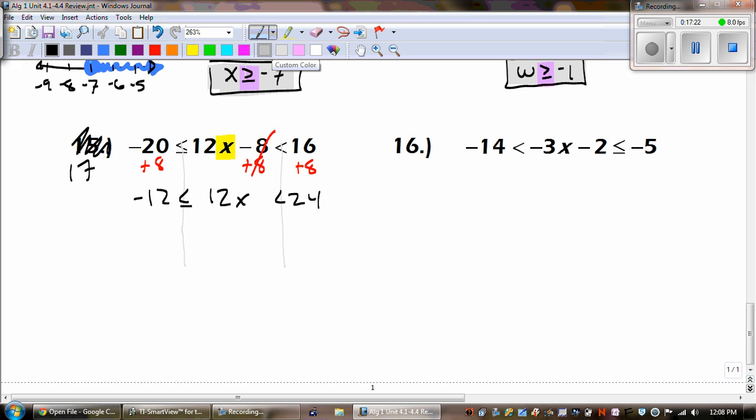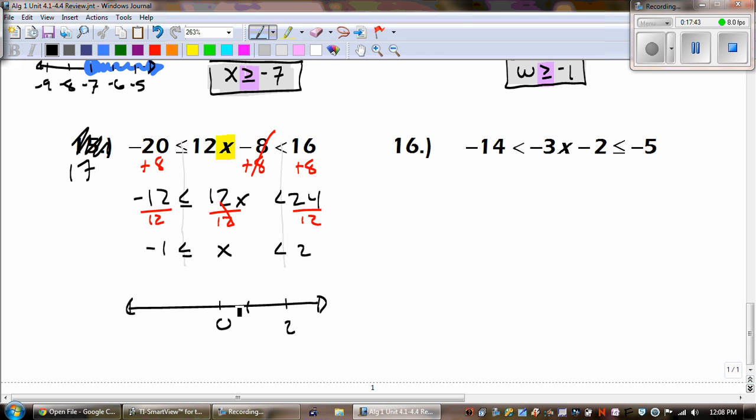Okay, since the variable's not by itself yet, we're going to divide by 12, and once again, we're dividing everything by 12. So we get negative 1 is less than or equal to x, which is less than 2. Okay, so 0, 1, there's 2. So we need to look at negative 1. It's going to be closed. And at 2, it's going to be open. And then we shade everything in the middle.